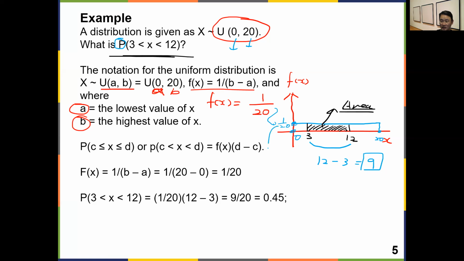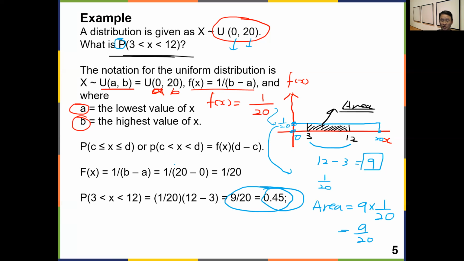And the height is going to be 1 over 20. So the area that we are really looking for is going to be 9 times 1 over 20, which is 9 over 20. If you put it in the calculator, 0.45, just like that.